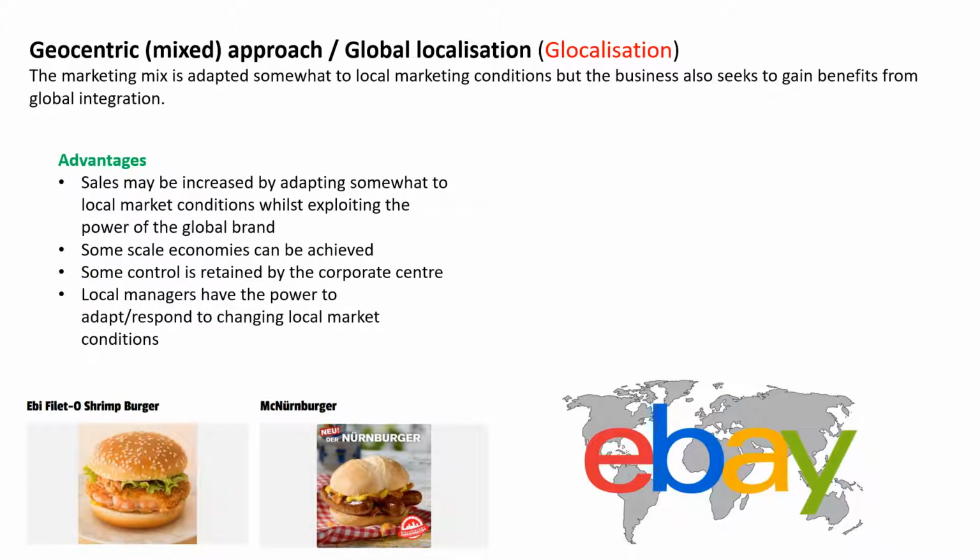So a good example of this might be McDonald's. If you go to McDonald's anywhere in the world, you can very much tell it's a McDonald's. They try and source ingredients on a large scale, but they will try and tailor the menu so that it suits the local market. For example, this burger here in Germany that includes sausages.